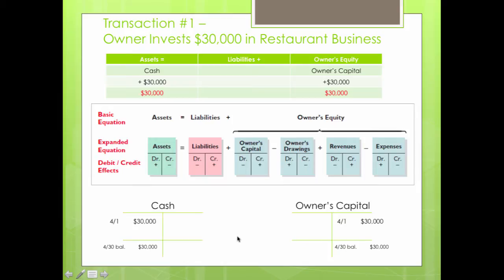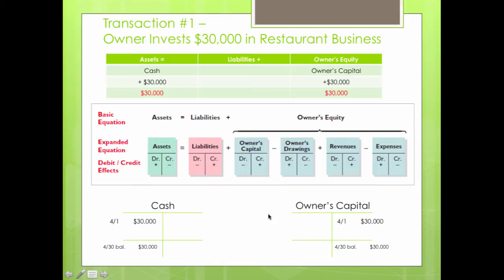Okay? Notice as well that we need to record the transaction date. You'll probably in your homework be given a transaction date. That's what this means here. It means that on April 1st, the owner invested $30,000 in cash. This increases the account under assets, so you record it as a debit. There's nothing else for you to record, so you find the account balance. In this case, it is $30,000, and you record it on the debit side as well.